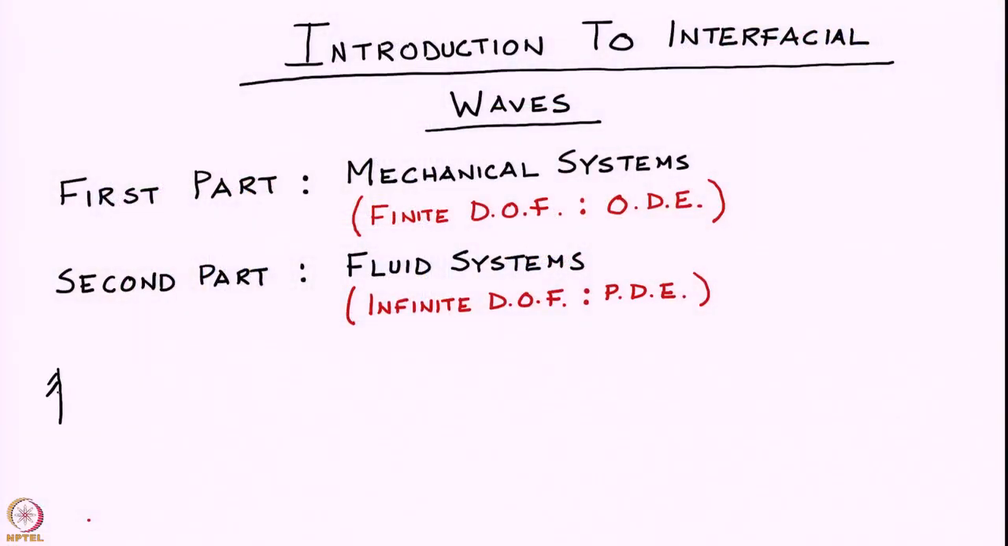So, let us say I have a spring connected to a point mass. The rest length of the spring is x naught, let us say, which essentially means that when the spring is of length x naught, it does not exert any force on the mass m. The spring constant is k.